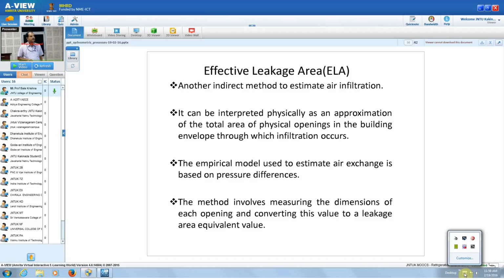Another indirect method to estimate the air infiltration can be interpreted if infiltration occurs. The empirical model used to estimate air exchanges is based on the pressure differences. The method involves measuring the dimensions of each opening and converting this value to a leak area equivalent value. Maybe in your syllabus, just how to calculate the infiltration.